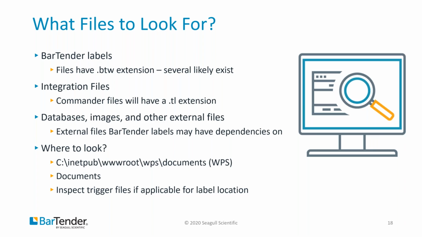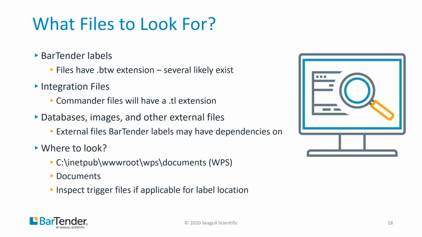We want to gather the integration files as well. In the scenario we just mentioned, this will include the settings of the folder we're monitoring for the trigger files, the extension of those files for our integration, what kind of data might be in those trigger files, and what the integration is to do with those trigger files post-detection. We'll want to look for any database or images our labels may have as well, or just in general, any other dependencies of our print process.